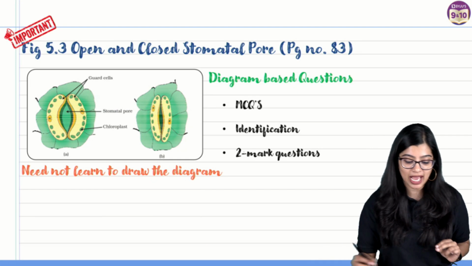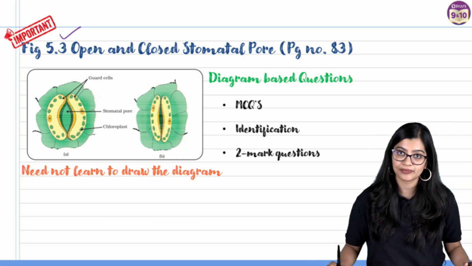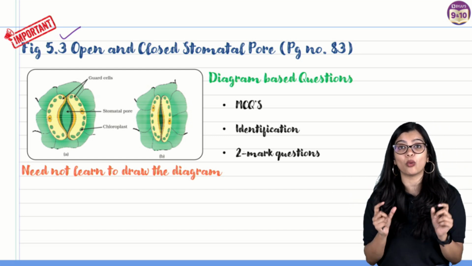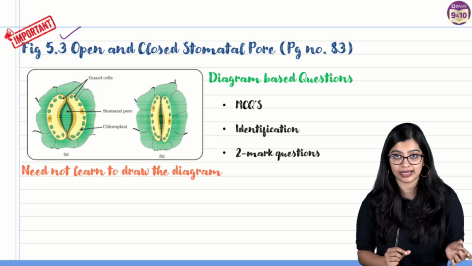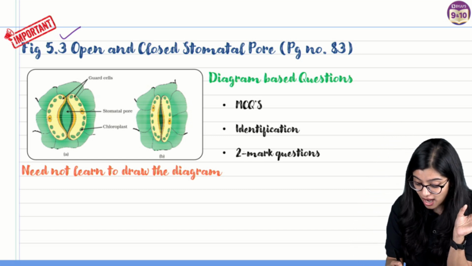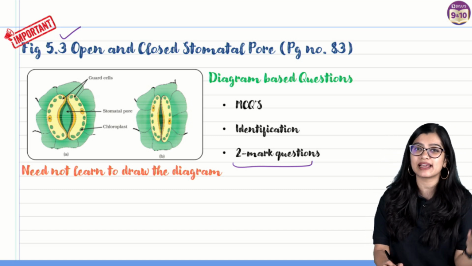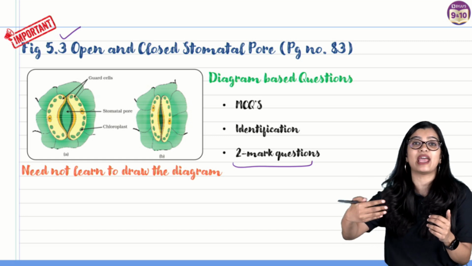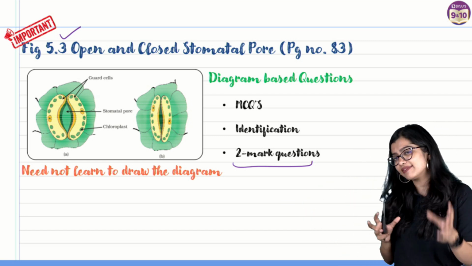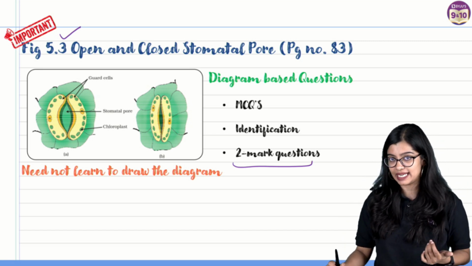Now the next one that we have here is figure 5.3, that is the opening and closing of stomatal pore. Now, as you can see, this particular concept as to how the stomata opens and closes, or what is the mechanism behind it, is very important. And this concept can be asked for 2 marks for you to elaborate, and if it comes for 2 marks, you don't need to necessarily draw, right? Because otherwise, if they ask you to draw it with a supporting diagram, you can draw the stomata, but that's a very simple structure. But the chances of them asking you to draw is very, very less, right?